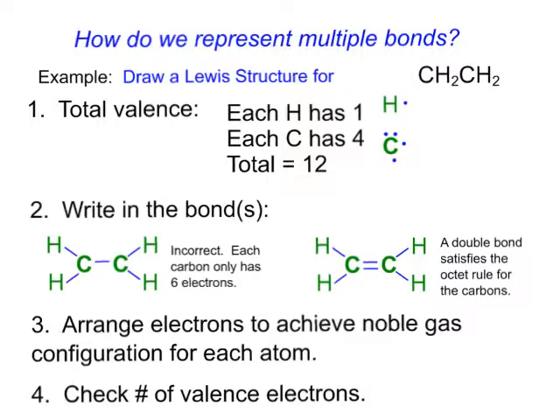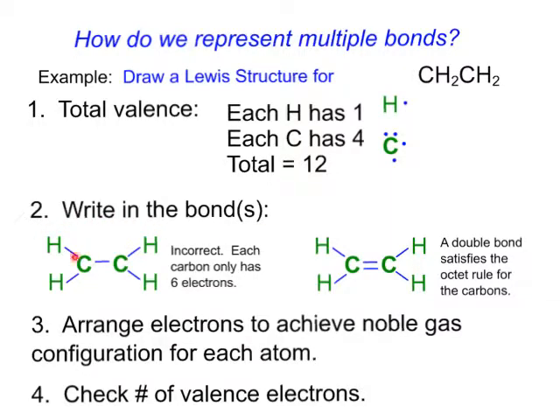So not all molecules are as simple as hydrochloric acid. Sometimes we have multiple bonds. So let's practice drawing this molecule, methane, and see it's CH2, CH2. And let's just practice with that one. Step 1, let's look at the total valence electrons. Each hydrogen has 1 electron and each carbon has 4. So that when we add all of those up, it gives us a total of 12 valence electrons to work with here. So in step number 2, we're going to write in the bonds.